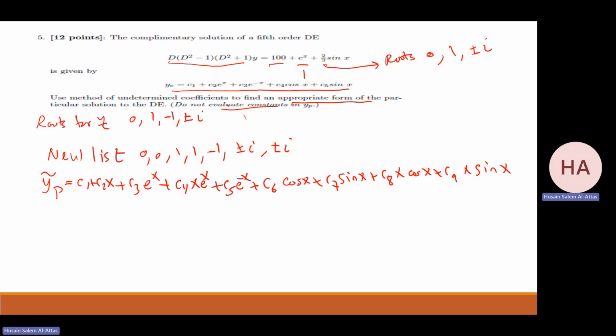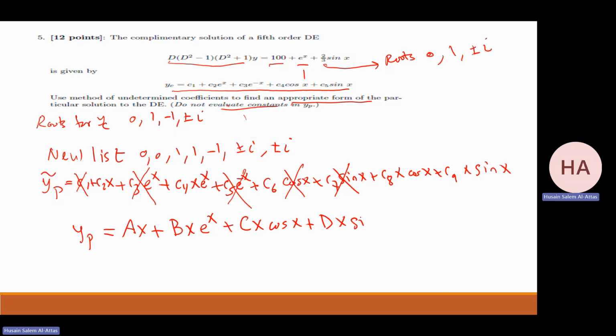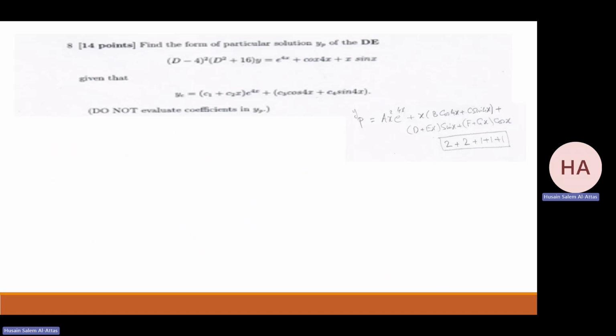Okay, and I need to cancel YC. What is YC? This is canceled. This is canceled. Minus x also canceled. And cosine and sine canceled. So what is my YP? The form of YP will be Ax plus Bx e^x plus Cx cosine x plus Dx sine x. Find the form of a particular solution YP, given this is a solution. He doesn't want you to do this calculation. He gave you this. So what are the roots for YC?